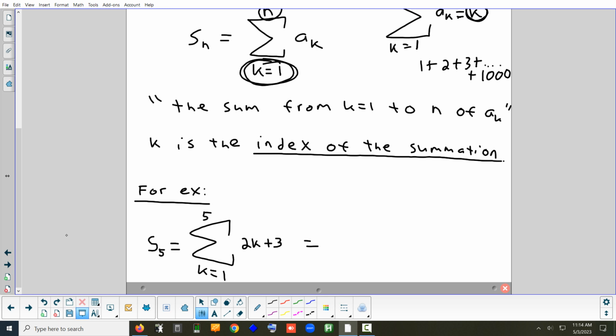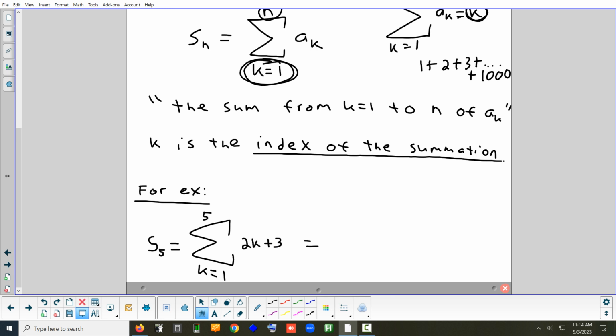So this particular sigma is representing a fifth partial sum, meaning you're adding 5 things together. You're going to start with your index at 1. You're going to stop at 5. And you're going to plug in every number, 1, 2, 3, 4, 5, into that formula, and write down all the results you get and add them together.